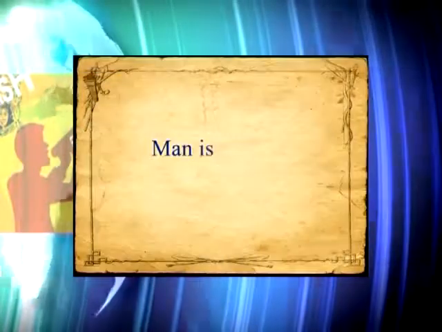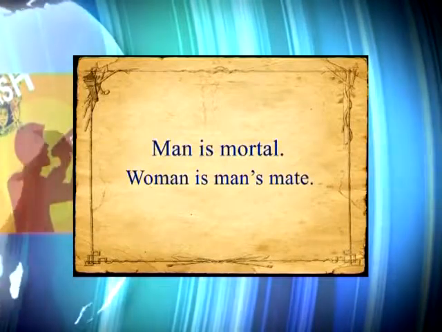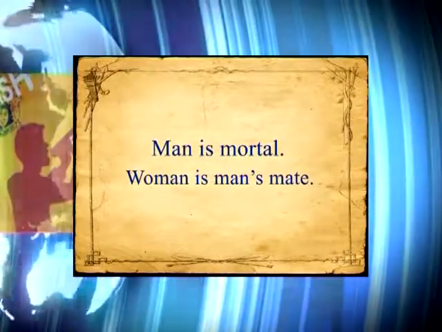But note that with the two nouns, when we're talking about the class, like the dog, the cat, man and woman don't take the. For example, if I say the man is mortal, that is wrong. So the sentence is man is mortal, and woman is man's mate.